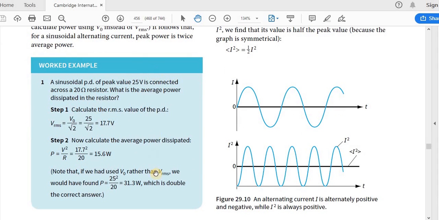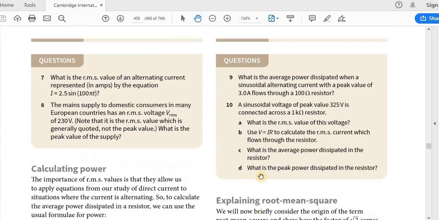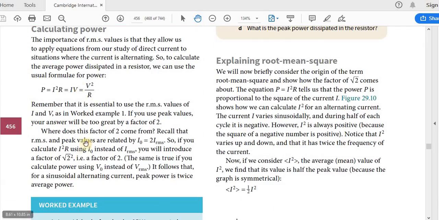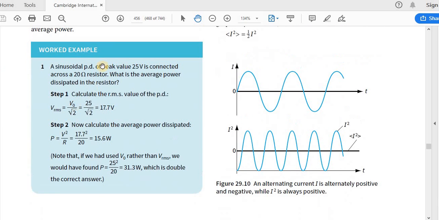And to help you understand this better, there is an example. Let's go through this so it will clear any doubts you have over here. A sinusoidal potential difference of peak value 25 volts, so V naught is 25, is connected across a 20 ohm resistor. What is the average power dissipated in the resistor?